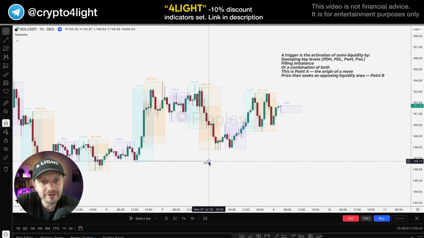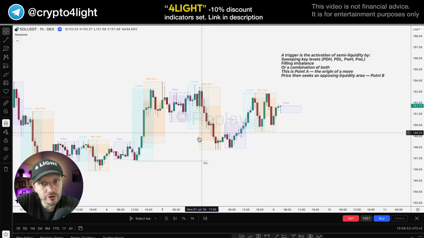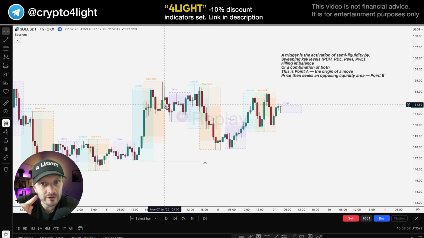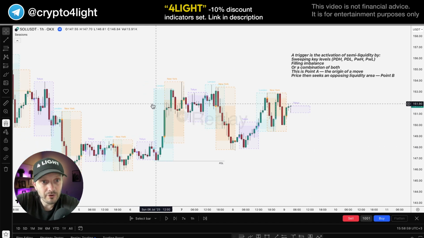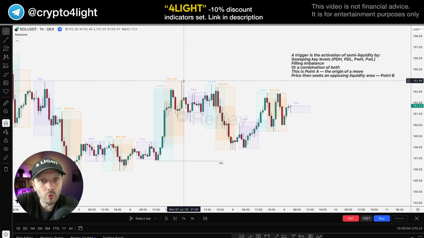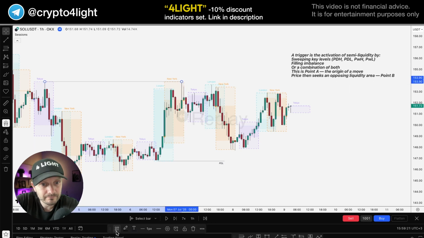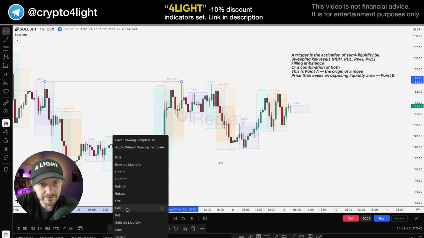So this is point A, the origin of the move. We get an impulse on the 1 hour time frame, and the price moved to the upside to point B. So this high is point B. This is the previous day high.